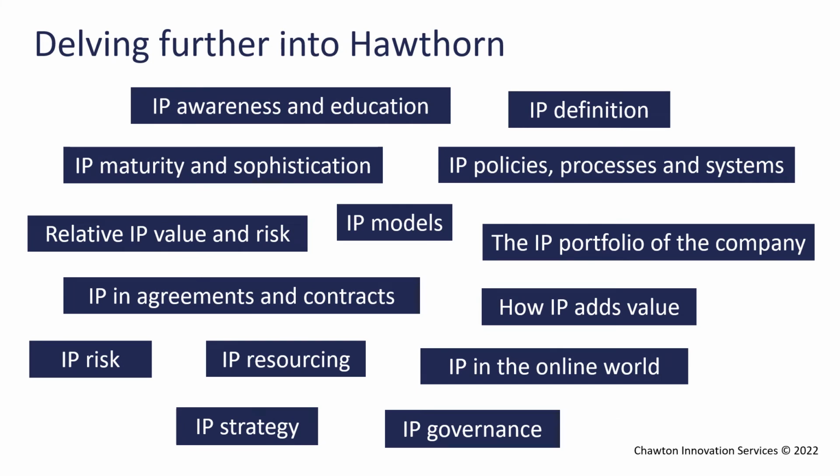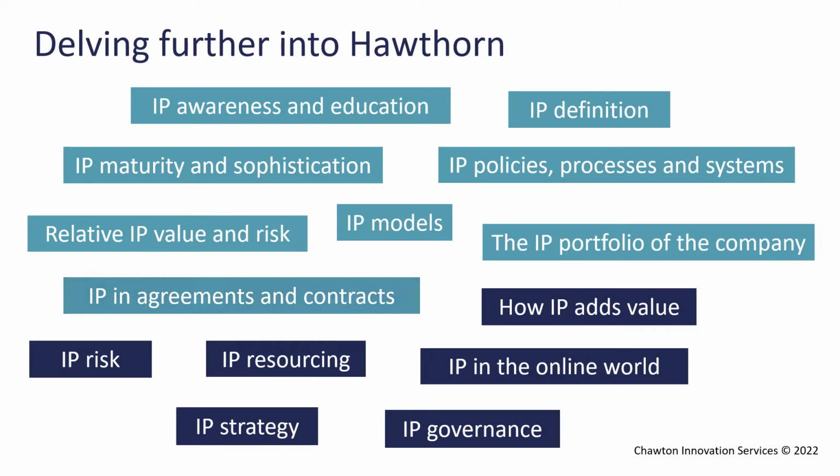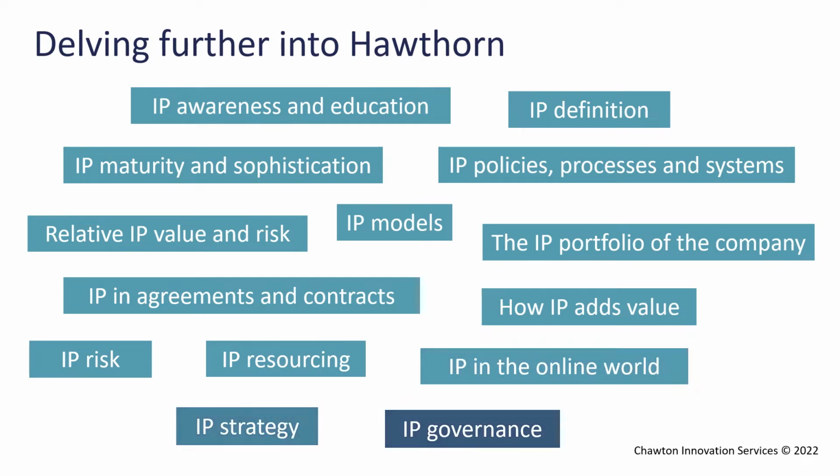In essence, Hawthorn codifies this IP maturity ladder. Hawthorn consists of a detailed questionnaire subdivided into logical sections. The sections include IP awareness and education, IP definition, IP maturity and sophistication, IP policies, processes and systems, relative IP value and risk, IP models, the IP portfolio of the company, IP and agreements and contracts, how IP adds value, IP risk, IP resourcing, IP in the online world, IP strategy, and IP governance.